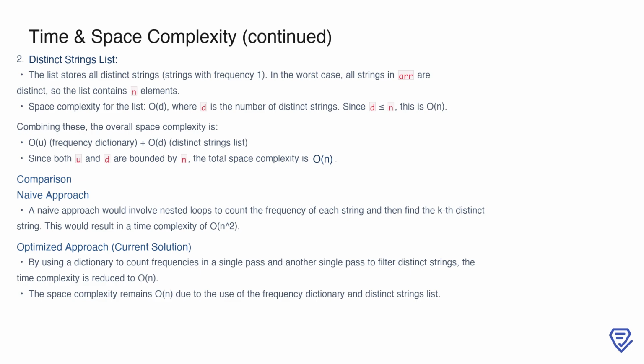Combining the space usage of the frequency dictionary and the distinct strings list, the total space complexity of the solution is O(U) plus O(d). Since both U and d are bounded by n, the overall space complexity is O(n). To put this into perspective, a naive approach using nested loops would result in a time complexity of O(n squared), as it would involve counting frequencies for each string individually. However, by leveraging a dictionary for efficient frequency counting and a single pass for filtering distinct strings, the optimized solution reduces the time complexity to O(n), while maintaining the same space complexity of O(n).